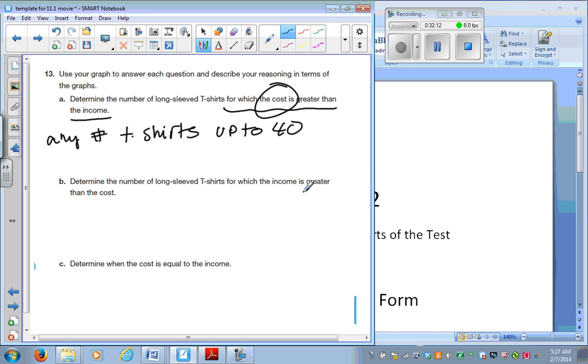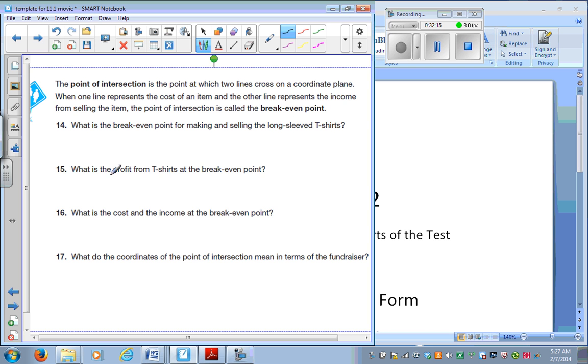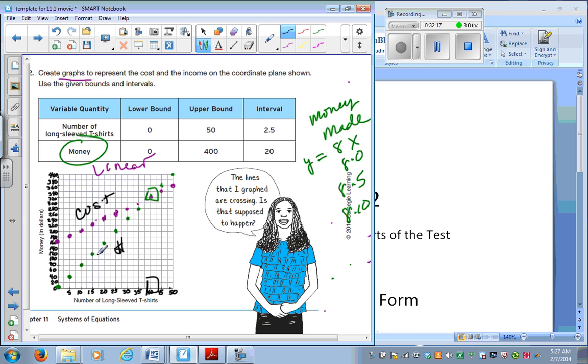Determine the number of long sleeve t-shirts for which the income is greater. Well, once you hit this 40 mark, then the green, the amount of money that you make, actually ends up being higher than your cost.